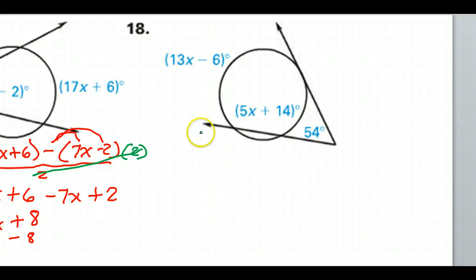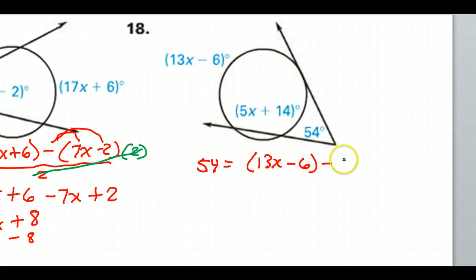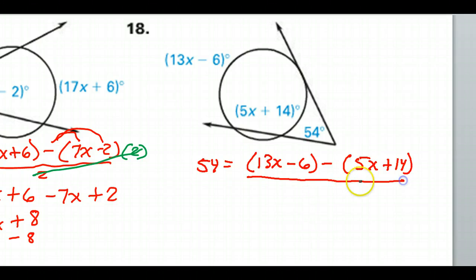Alright, once again, number 18 is basically the same thing as the last 2 problems. So angle equals arc minus arc divided by 2. Now be careful that you do the big arc minus the small arc. So this 13x minus 16, this is the big arc out here. And the 5x plus 14, that's the small arc. All of that divided by 2.